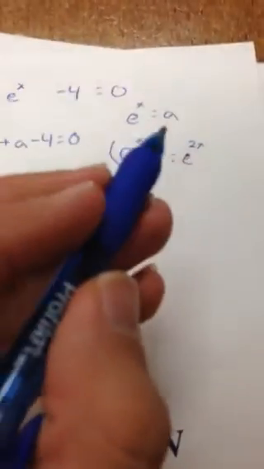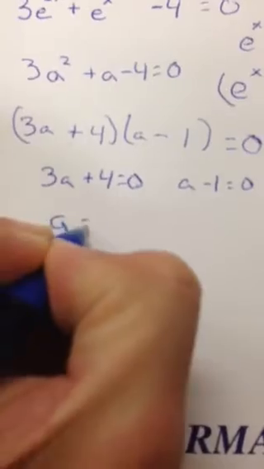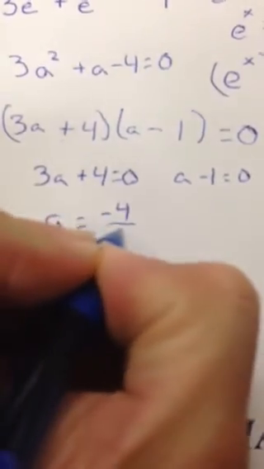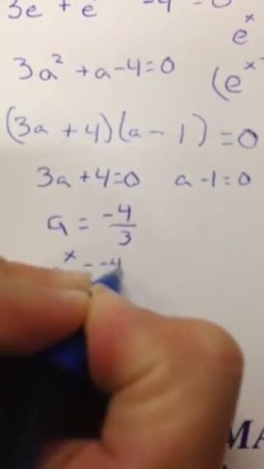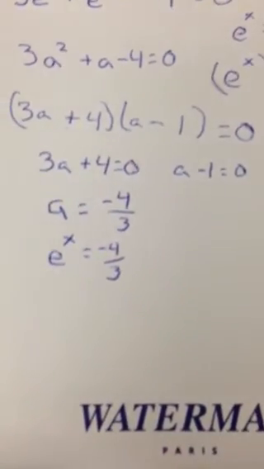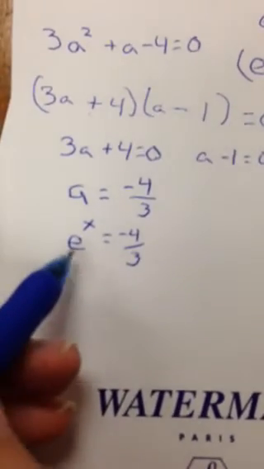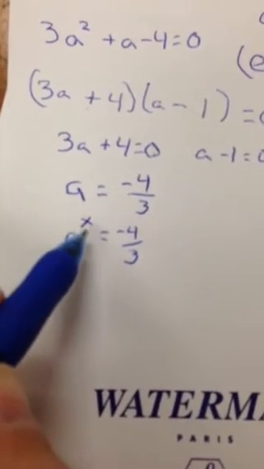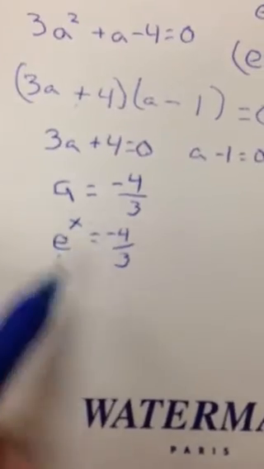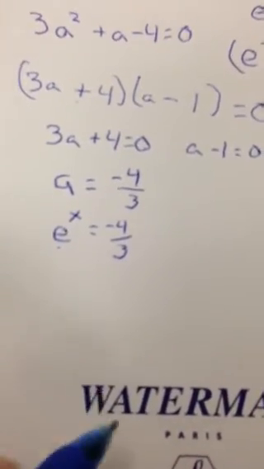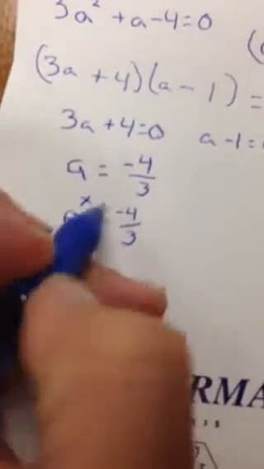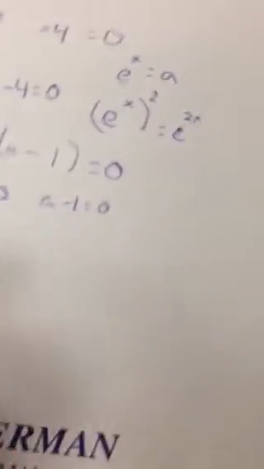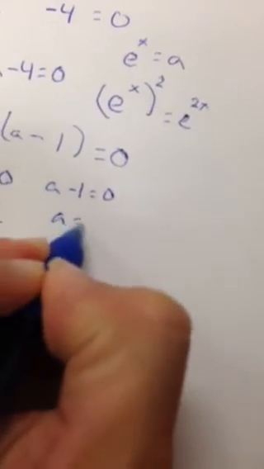So remember though that a is e to the x. When you solve this and get a equals negative 4/3, you're really saying that you have e to the x being negative 4/3. Well, e is a positive number, and when you take it to the x power, you can't get a negative out of it. It doesn't matter how many times you multiply it by itself or how many times you divide it by itself, it's just not possible.